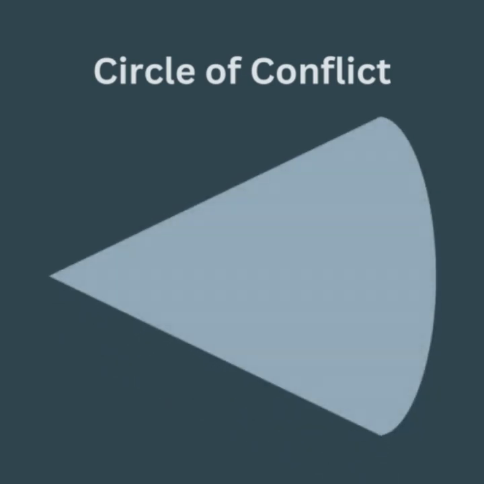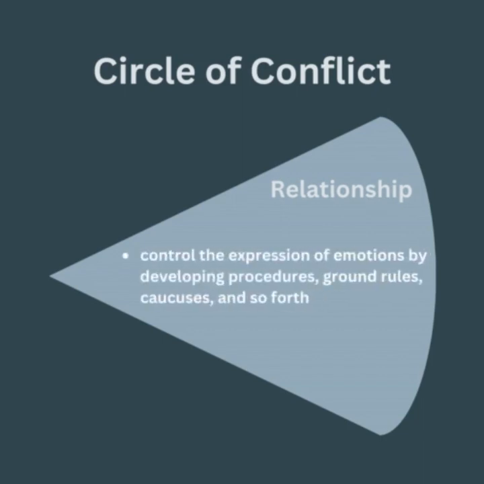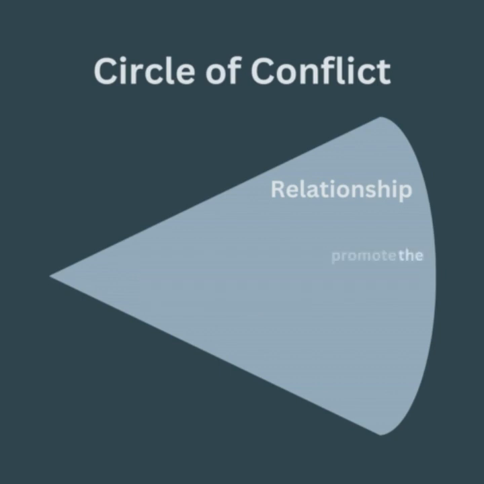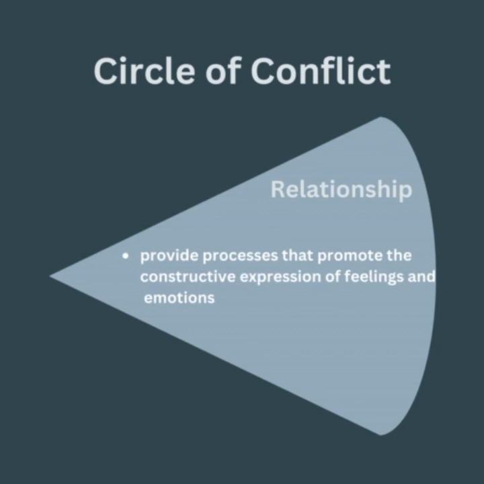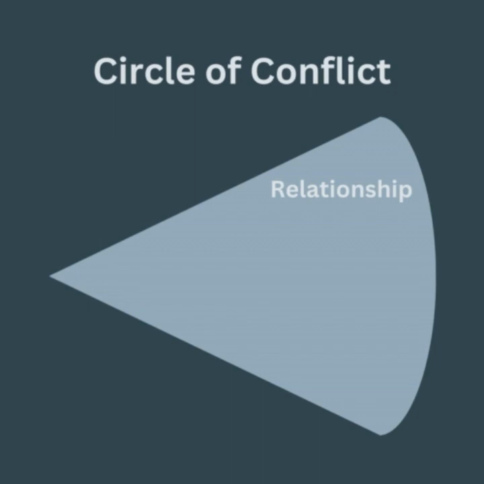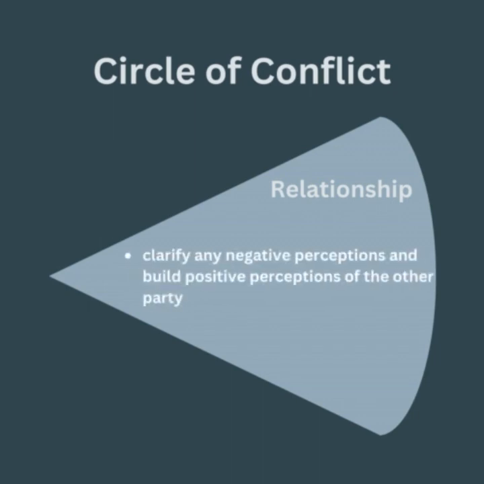If through the circle of conflict you diagnose that the conflict is driven by relationships, this model guides the practitioner to do things like control the expression of emotions by developing procedures, ground rules, caucuses, and so forth. Provide processes that promote the constructive expression of feelings and emotions. Clarify any negative perceptions and build positive perceptions of the other party.